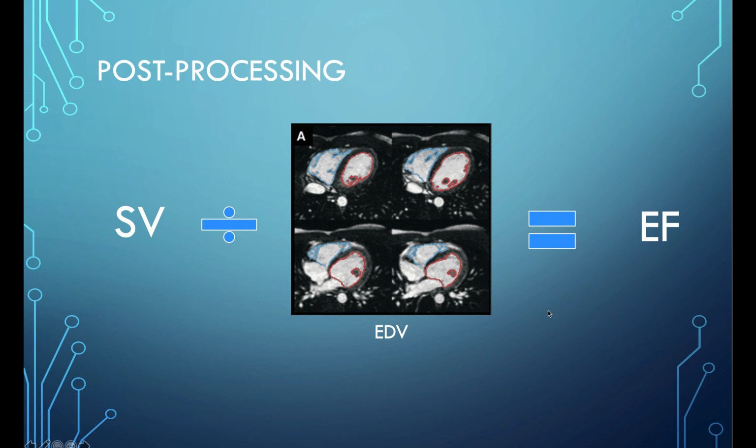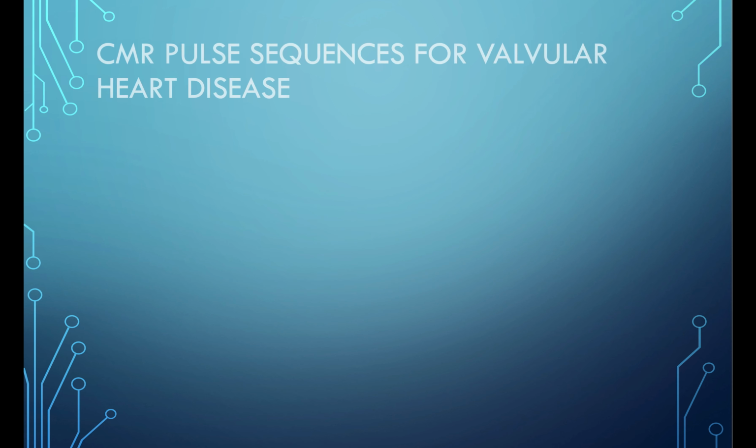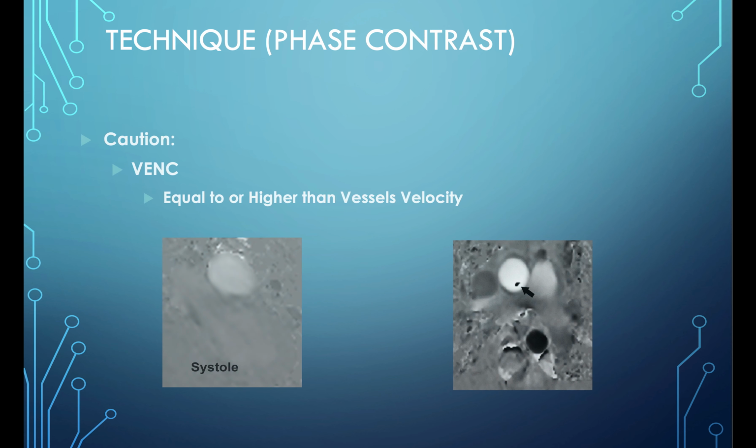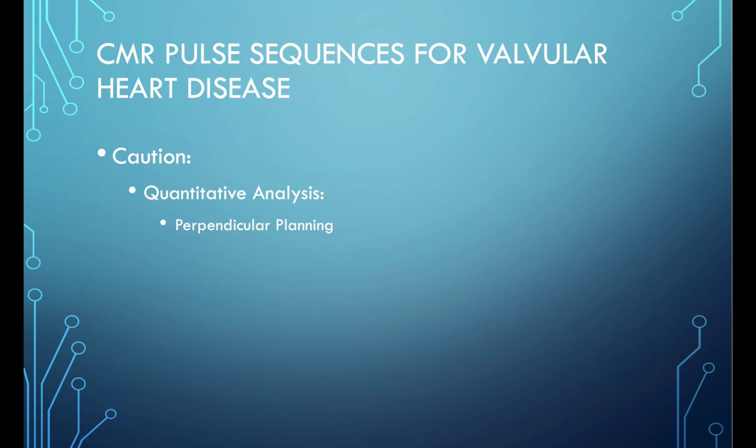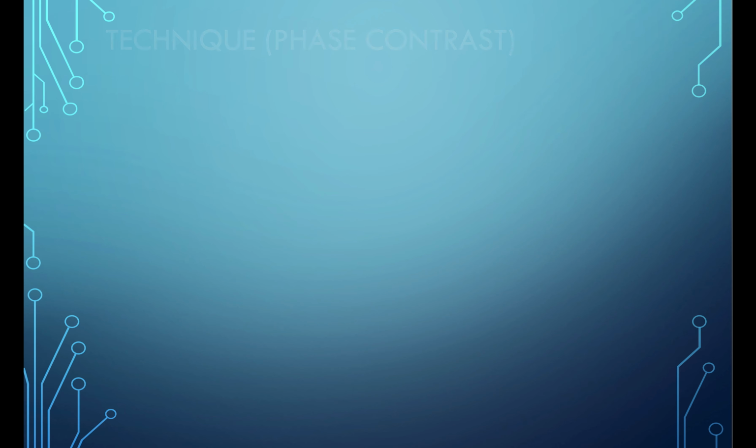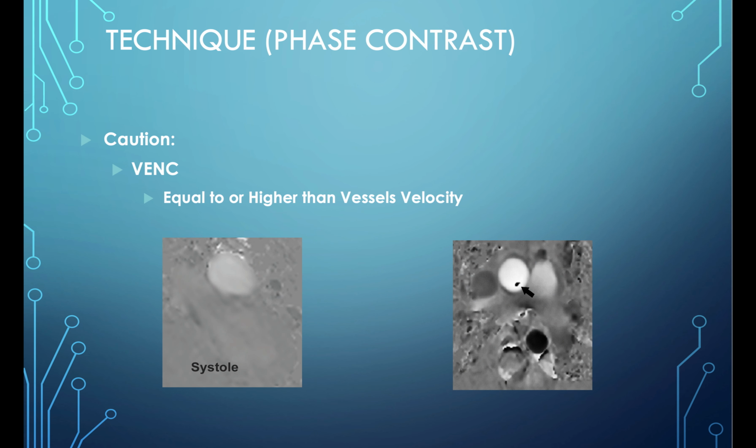It provides you with the ejection fraction, which is the contractility power, or the systolic power, of the left ventricle. There are things that we need to be cautious of while we are scanning or performing the CMR pulse sequences that are used for quantitative analysis of valvular heart diseases. First, any planning has to be perpendicular to the vessel of interest.